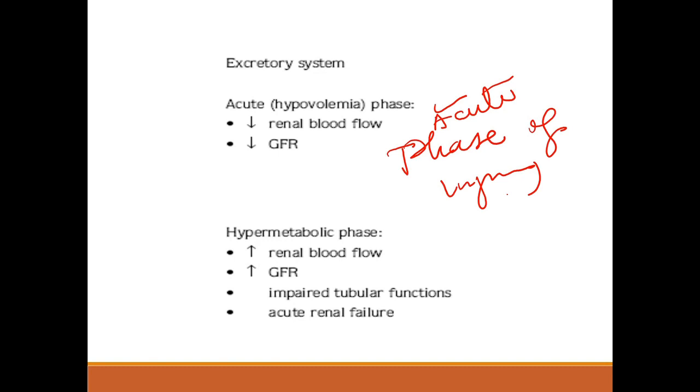The next phase is the hypermetabolic phase. At the hypermetabolic phase, after release of all the mediators, this increases renal blood flow and also increases GFR, and there's an accompanying impaired tubular function because the renal tubules are loaded with a lot of myoglobin from destroyed muscles. Okay, and this pigment will reduce the function of the nephrons, and may block all the nephrons, leading to acute renal failure.